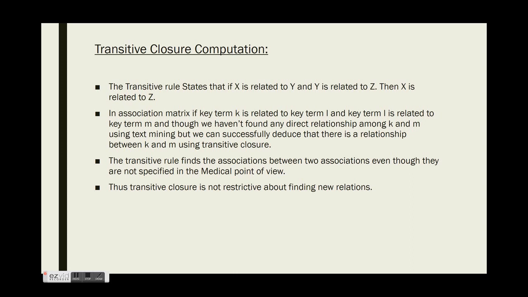The next step is to find the transitive closure computation. The transitive rule states that basically if x is related to y and y is related to z, then obviously x must be related to z. So we use this transitive rule in terms of the key terms which we have retrieved, and generate more relationship between the key terms. Suppose if one key term is related to another, and that key term's second key term is related to a third key term, so we conclude that the first key term must also be related to the third key term.